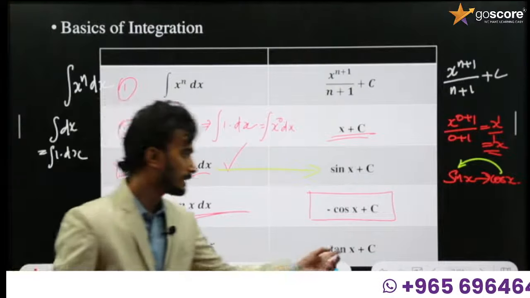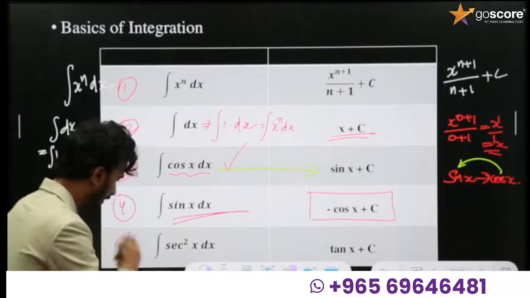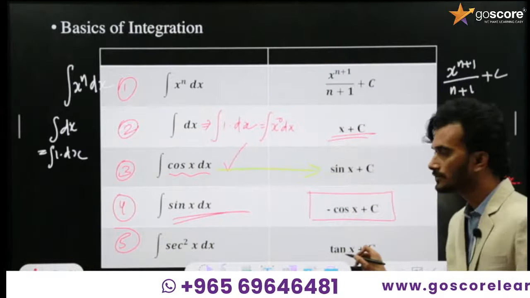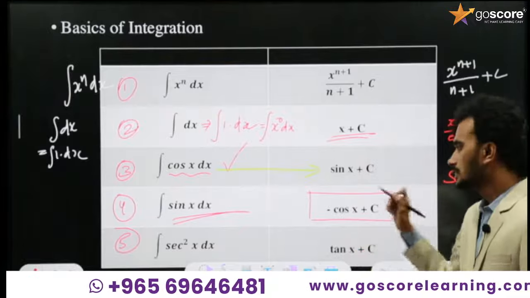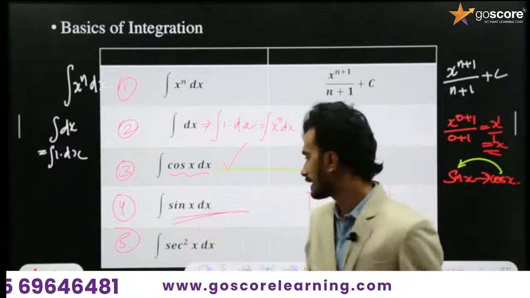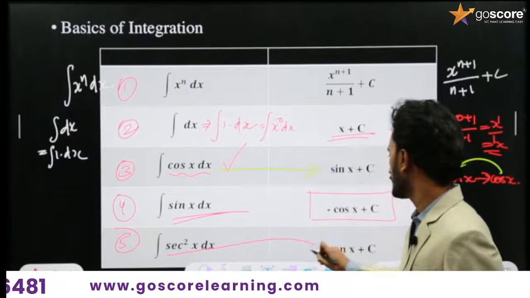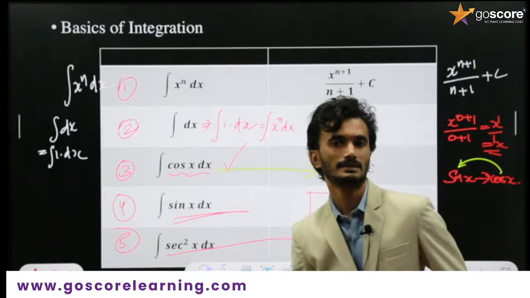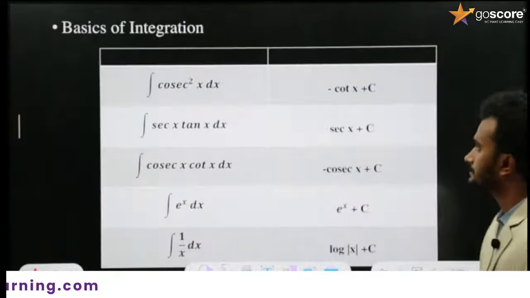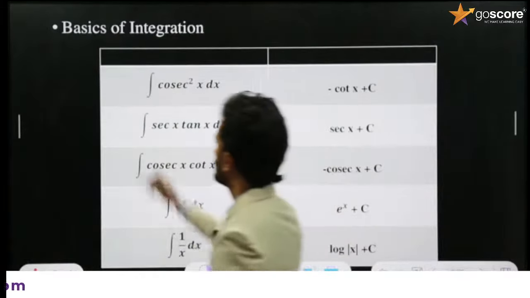Then, as we know, fifth one, differentiation of tan x is sec square x. So the inverse of that is the integral. That means integral of sec square x is tan x plus c.